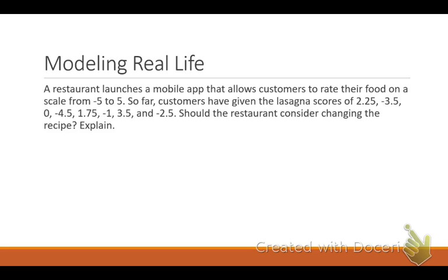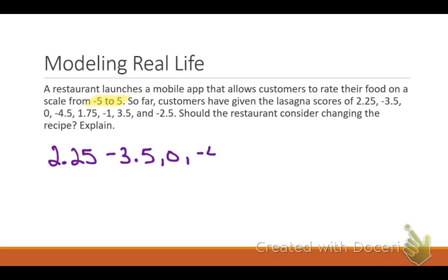Okay, this one's on your quiz, so it's important. All right. A restaurant launches a mobile app to allow customers to rate their food. -5 meaning it was terrible, and +5 meaning it was awesome. I don't know why they chose the scale. Okay, so far, here's their ratings. So you need to write their ratings down. Someone scored a 2.25. Someone scored a -3.5. Ooh, they didn't like it. Someone did a 0, kind of indifferent, somewhere in between.